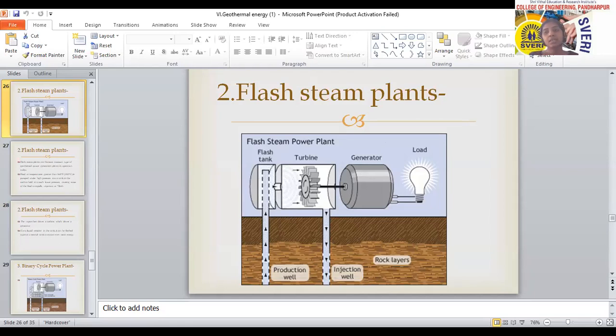If any liquid remains in the tank, it can be returned into a second tank to extract even more energy.